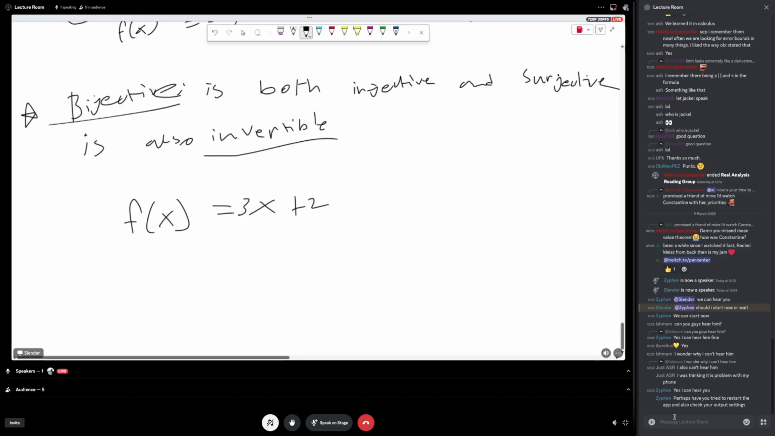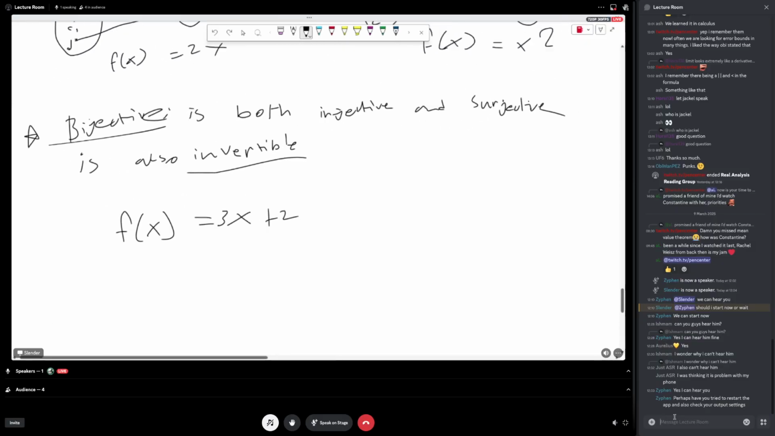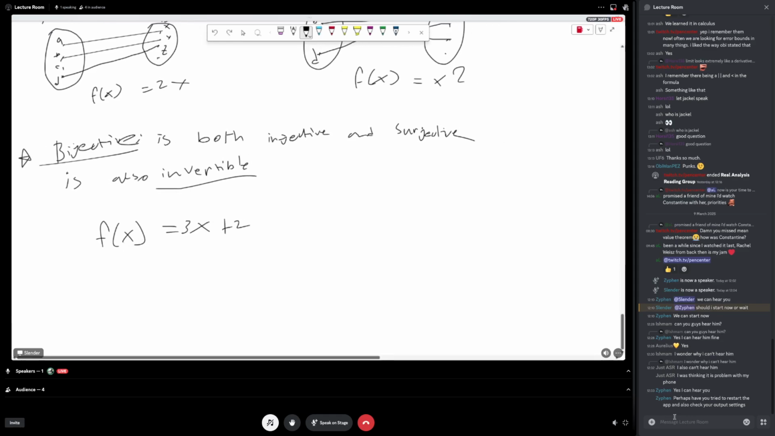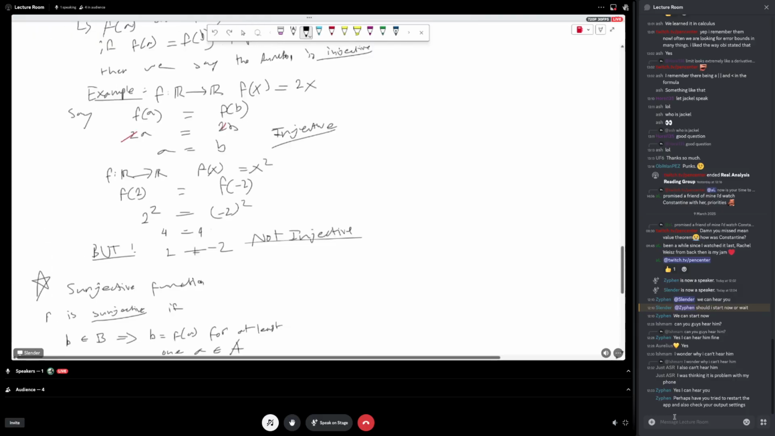For injective, it's very simple to show that this is injective, and then for surjective, you can just show that every element in this codomain will have an image. Actually, every element in the codomain will have some input, some element in the domain that maps to it. That's what bijective, surjective, and injective functions are.